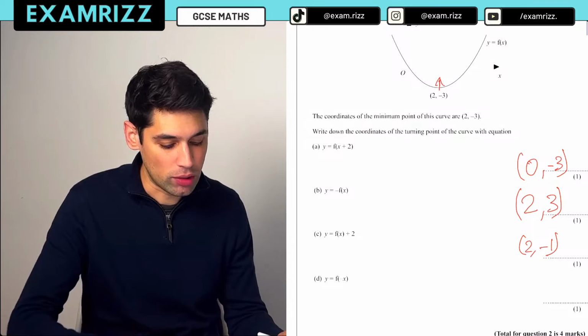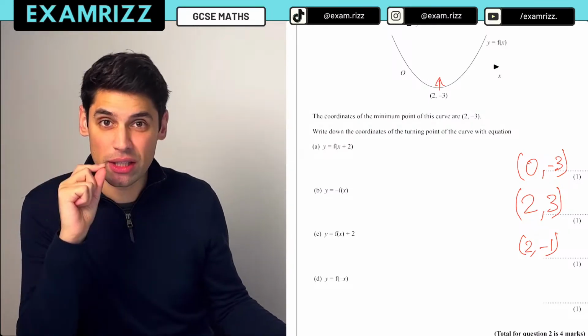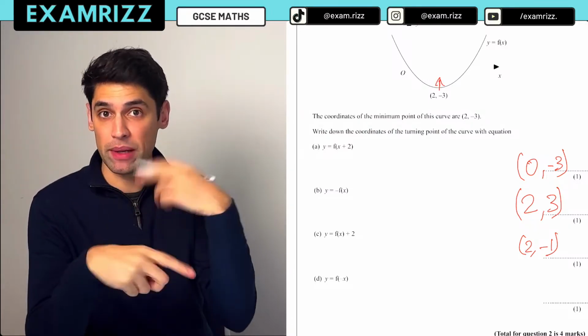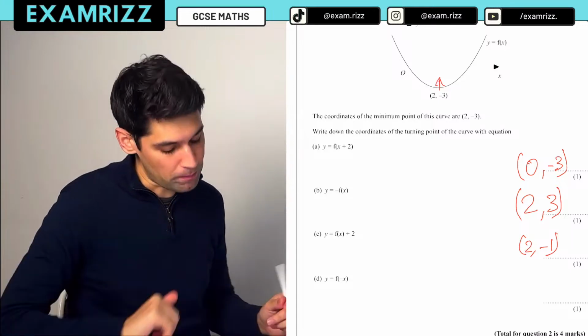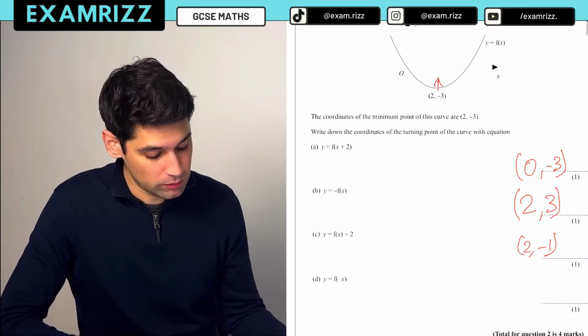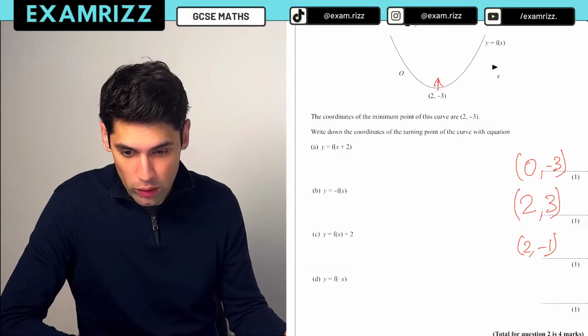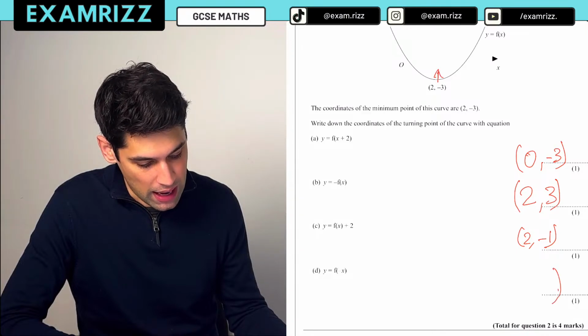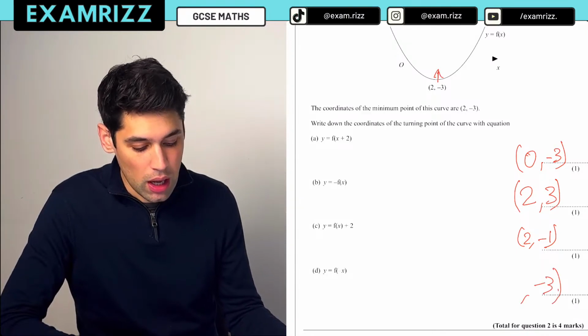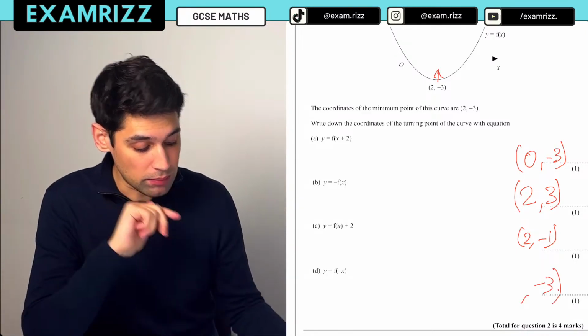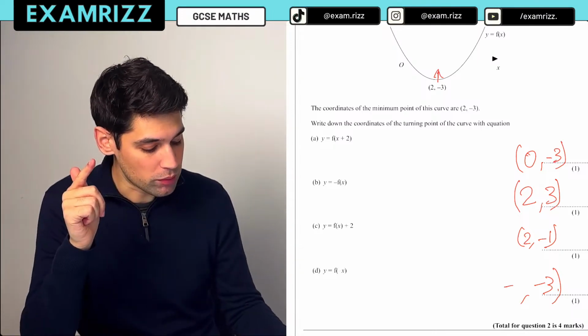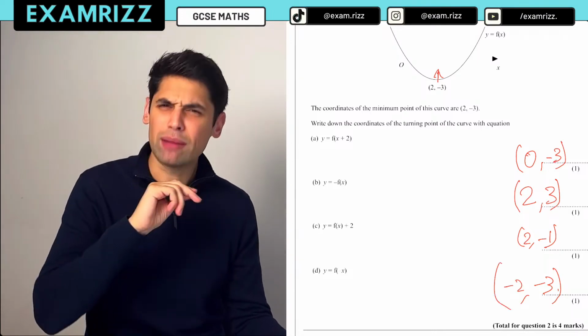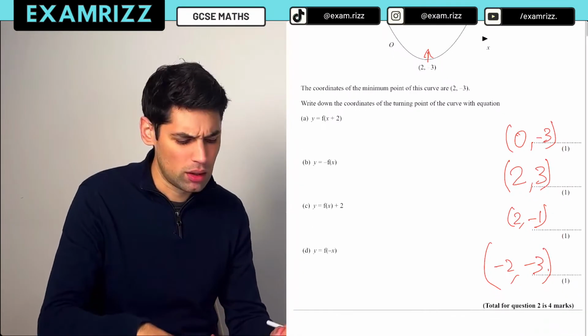And finally on this question, remember these negatives essentially result in reflections, flipping, but we'll get to that when we actually have to draw them. X transformation, so the y coordinate will remain as -3, and the x coordinate gets multiplied by -1, so it becomes -2. Okay, I think these basics are pretty good now.